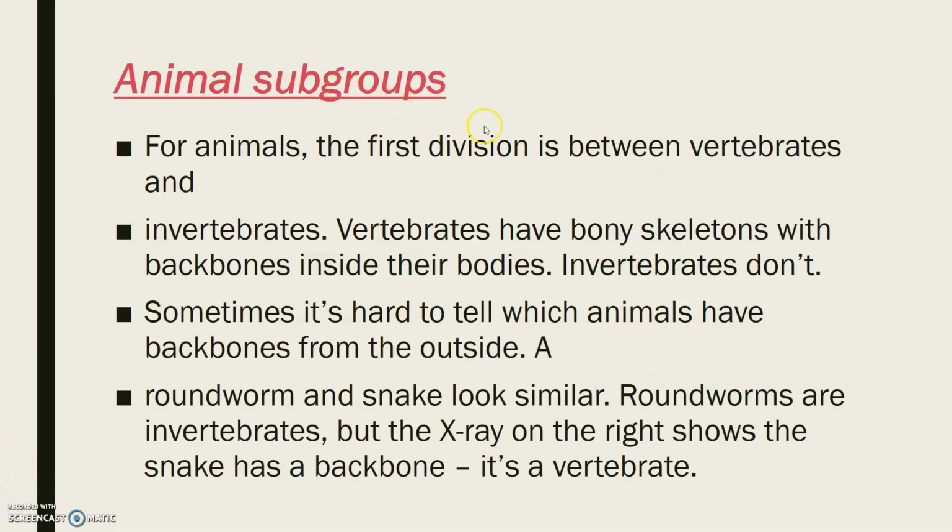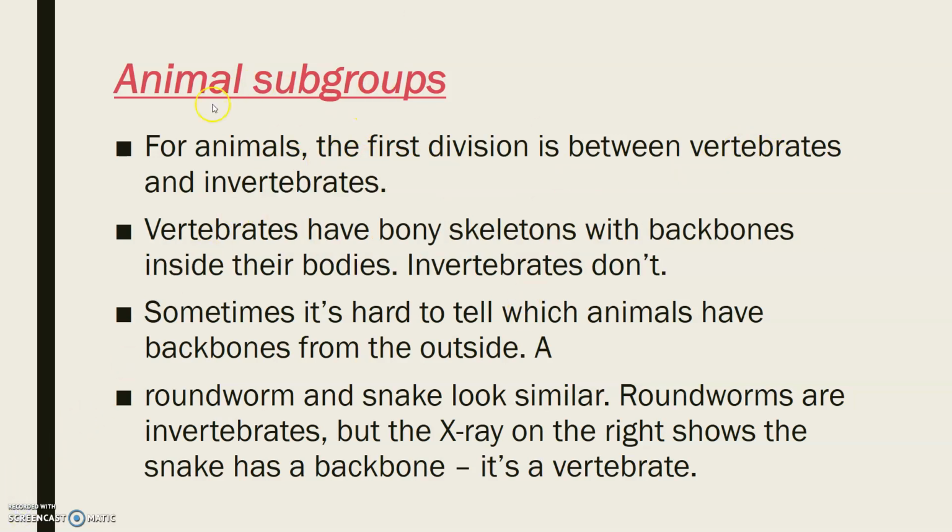Animal subgroups. Next topic. For animals, the first division is between vertebrates and invertebrates. So first we are discussing animal subgroups. In the case of animals, the first and important division is between what? Vertebrates and invertebrates. Vertebrates have a bony skeleton with a backbone inside their bodies. Invertebrates don't. So what is the basic difference between vertebrates and invertebrates? Vertebrates have a backbone. Invertebrates do not have a backbone.